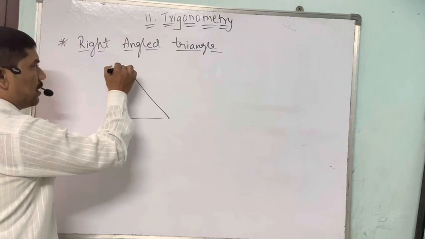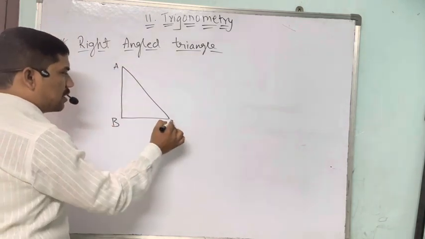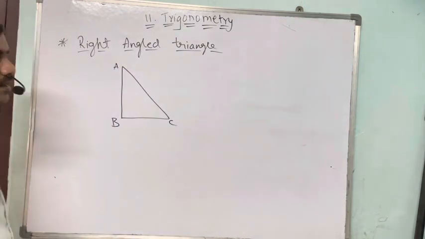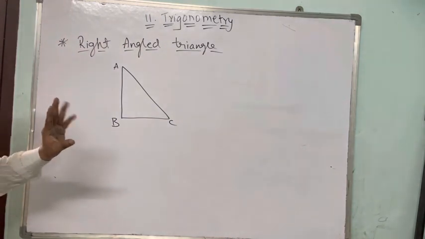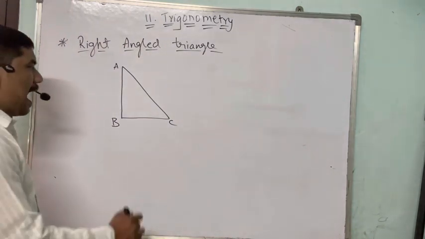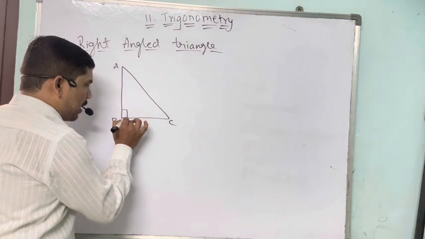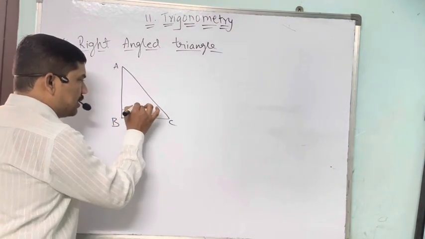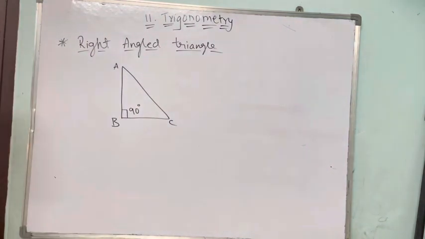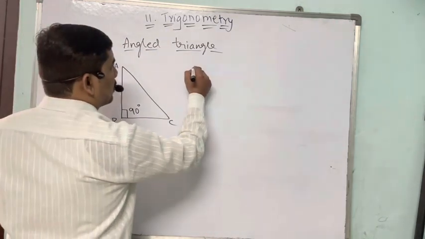Now see, ABC is a triangle, right? Suppose, if you see, angle B is obviously equal to 90 degrees. Thus this triangle is a right angled triangle. Okay, right.